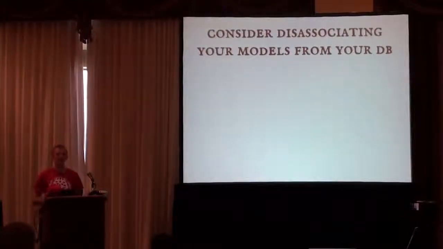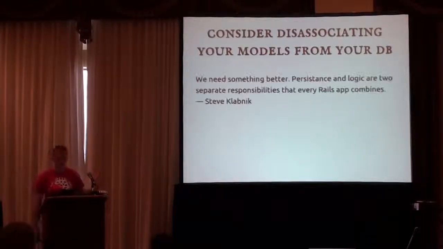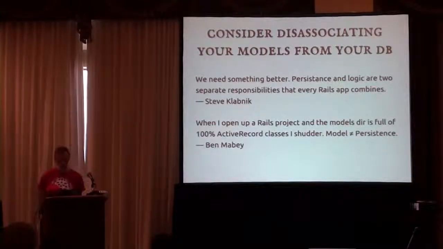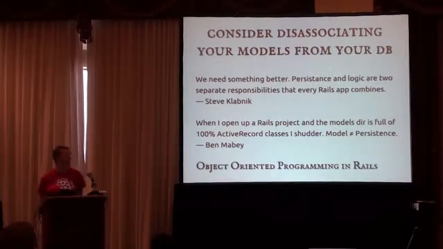So the main point that I wanted to show you is that we really should consider disassociating the models from the databases. And Steve Klabnik recently said we need something better. Persistence and logic are two separate responsibilities that every Rails app combines. In a typical Rails app, you have models, and they are one-to-one tied to the database. And another quote: when I open up a Rails project and the models there are full of 100% ActiveRecord classes, I shudder. Model does not equal persistence. And this is something that we should really think about, because if we can disassociate the models from the database, it can potentially have a lot of benefits and be so much more flexible, not to mention easier to test.